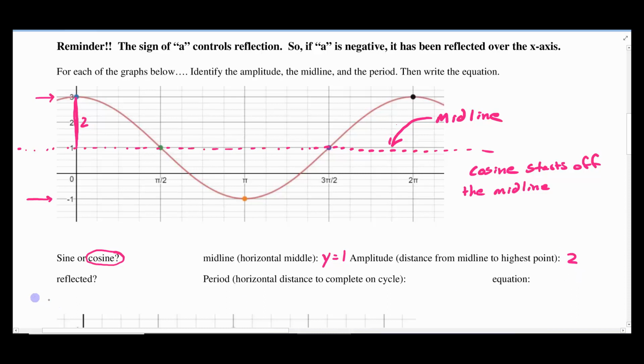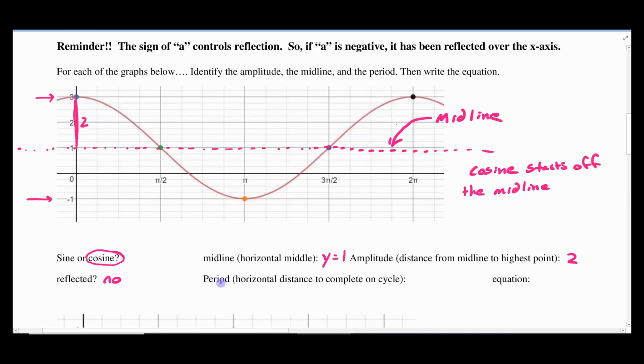All right. Now the question is whether or not it has been reflected. This is a cosine function. It has not been reflected. If it had been reflected, it would start below the midline, not above it. So this one has not been reflected.